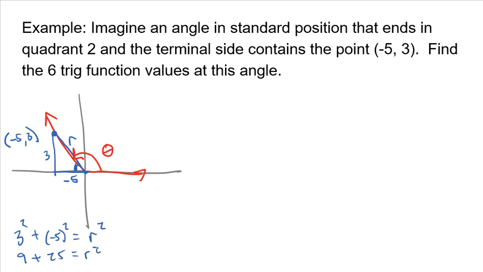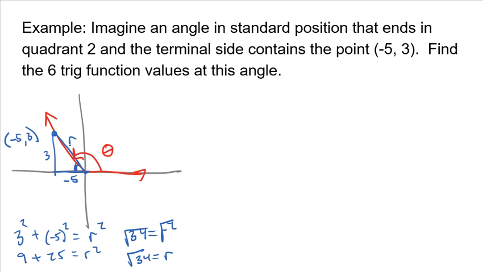9 plus 25 is 34. So sorry, I'm running out of room. 34 equals r squared. Take the square root of both sides. So r is the square root of 34. Just be careful. I don't think that it's divisible by any perfect squares, but worth trying real quick. Yeah, 34 cannot be reduced.